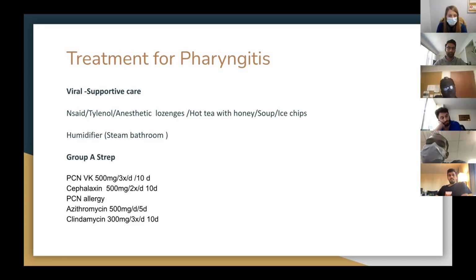If it's group A strep, our antibiotics are penicillin VK, 500 three times a day for 10 days, or cephalexin. If the person is penicillin allergic, you can do azithromycin, 500 daily for 5 days, or clindamycin, 300 three times a day for 10 days.